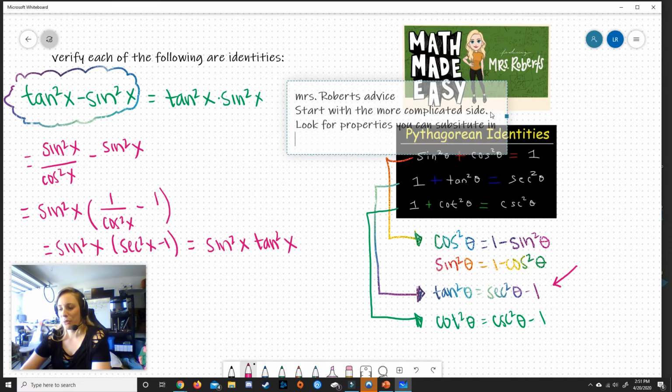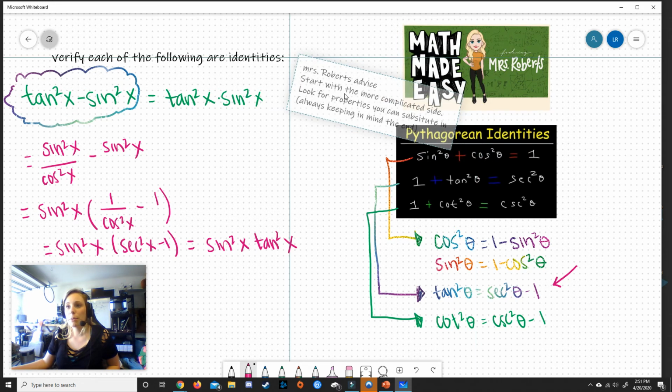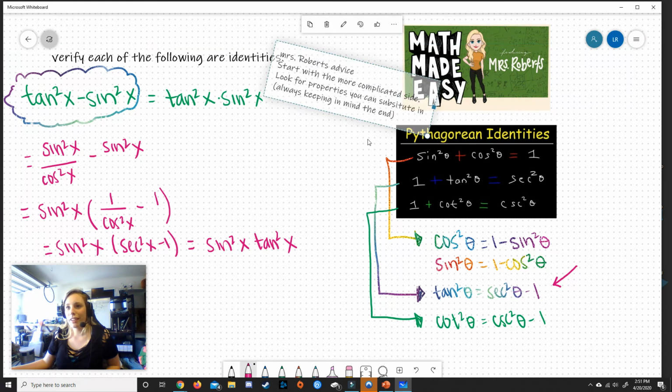Oops, I don't know why I put a space there. You always want to keep in mind the end product. That's what I put on there. Always want to keep in mind the end product.